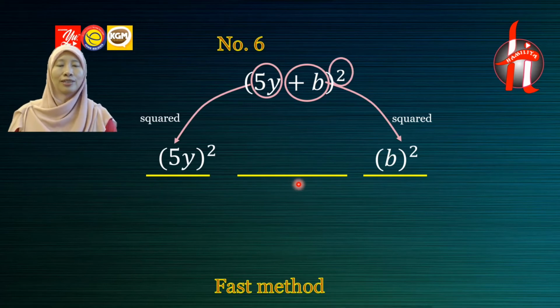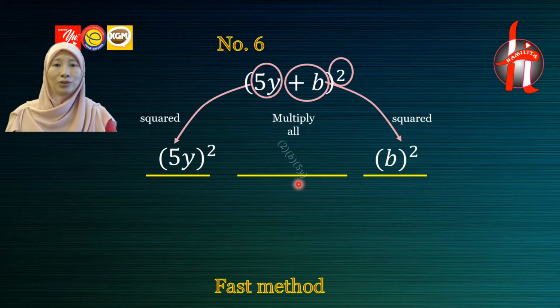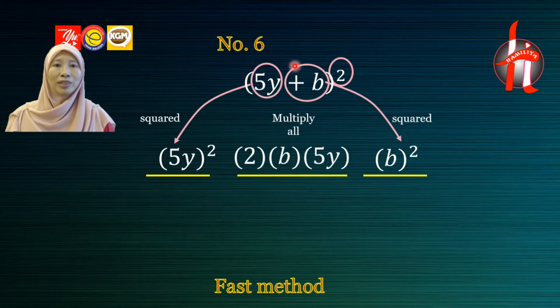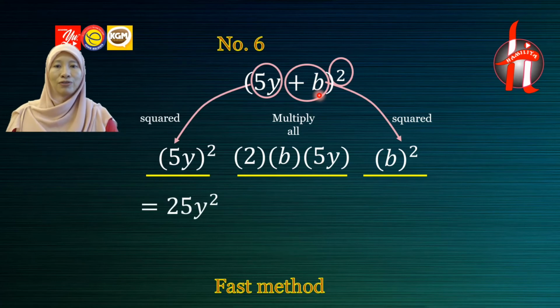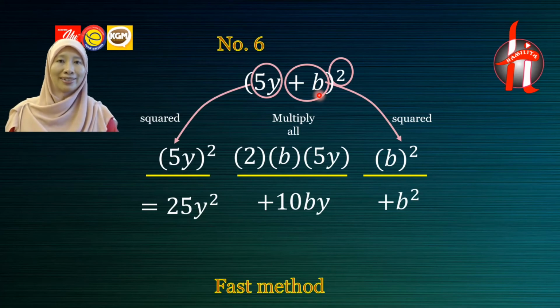Then in the middle, what do we do in the middle part? We are going to multiply all. So it means 2 multiply b multiply 5y. You can arrange like this. Okay, whichever arrangement doesn't matter. Maybe you want to multiply 2 and 5y first, and then only with b, that is okay. And then we simplify them. We get 25y squared plus 10by and plus b squared.